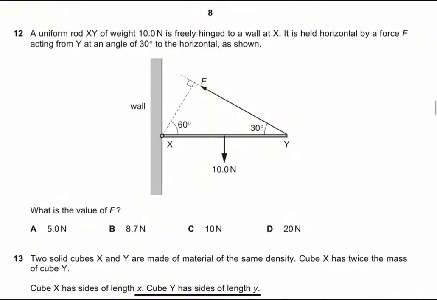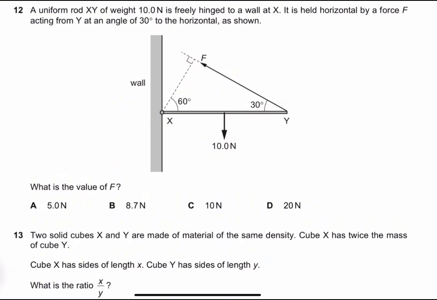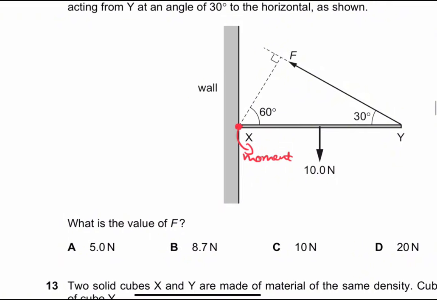We've been given a uniform rod, XY, that has a weight of 10 newtons, held by a force of F that is acting at an angle of 30 degrees, and we've been asked to find the value of F. So we can basically take moments about this point, right? We have clockwise moments and anti-clockwise moments. The principle of moments says that the summation of the clockwise moments is equivalent to the summation of the anti-clockwise moments about a certain point.